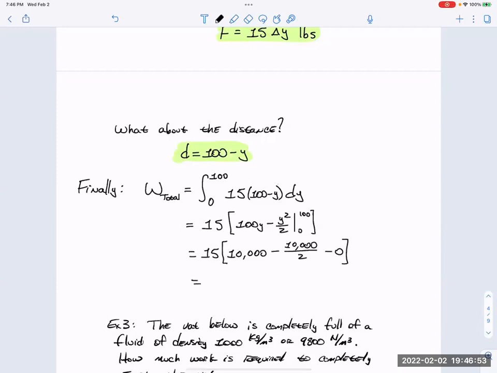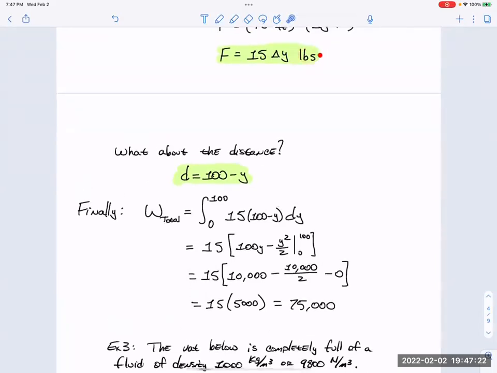And so here what we have is 15, and then we have 10,000 subtract 5,000. So that's obviously 15 times 5,000, okay? And 15 times 5,000, if we get our calculator out, it would be 75,000. Now, what are our units here, though? If we go back to our units, see, our force was in pounds, and I forgot to write my distance. That's in feet, right? Our distance is in feet.